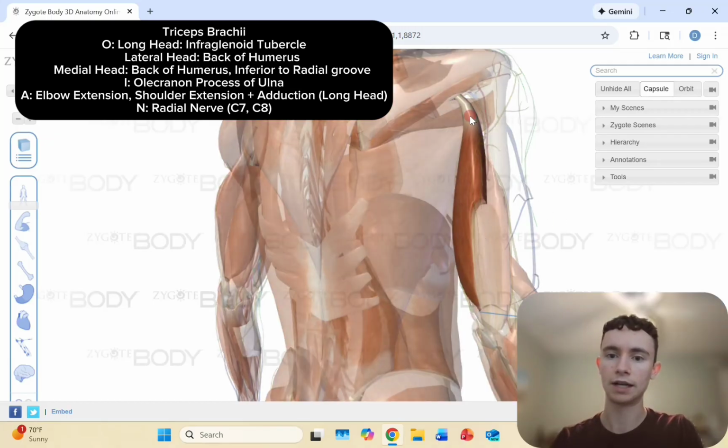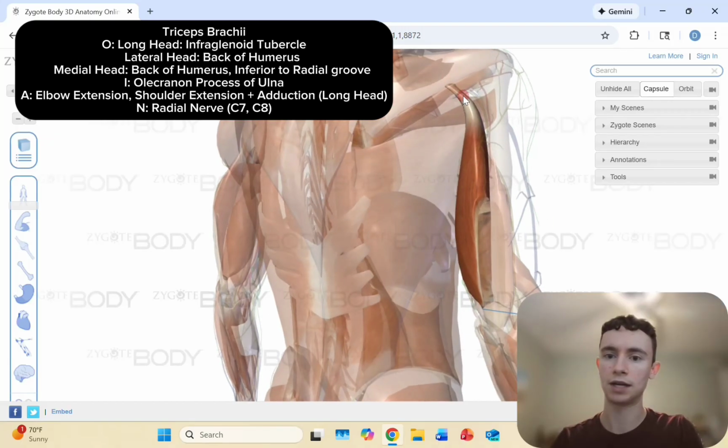Here's our long head. The long head actually attaches way up here to the infraglenoid tubercle, so right below the glenoid cavity, fossa of the scapula. And then comes down here, same attachment point to the olecranon to straighten out the elbow. Important thing about the long head is that since it crosses the shoulder joint and attaches below the shoulder, it actually produces shoulder extension, so it helps with extension. It's the only tricep head that actually helps with extension.